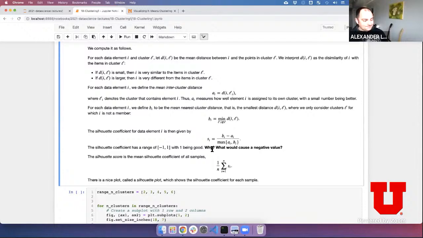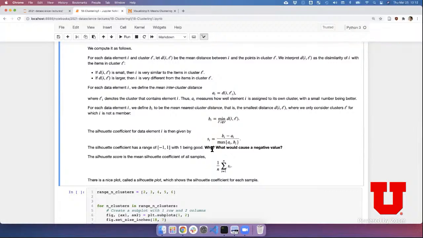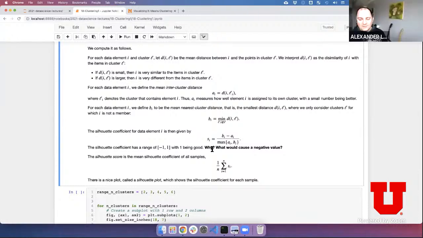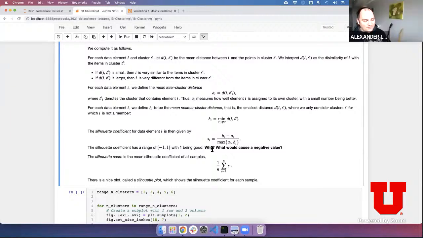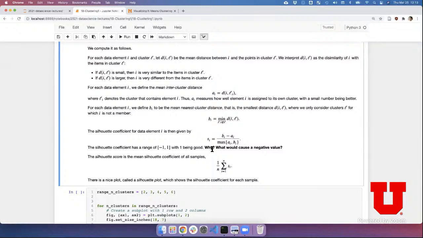Any ideas? Clusters overlap. What do you mean, dispersion? Overlap or dispersion? Possibly, I guess, but I'm looking for a simpler, more intuitive explanation. If A is larger than B, then you'd get a negative value, which means... Exactly. And what happens if A is larger than B? Like, what does that mean in terms of clustering?